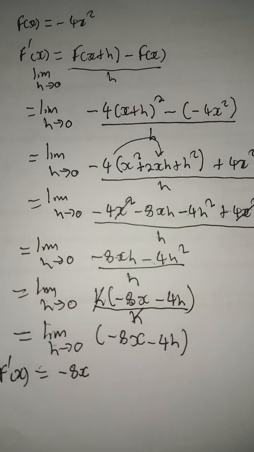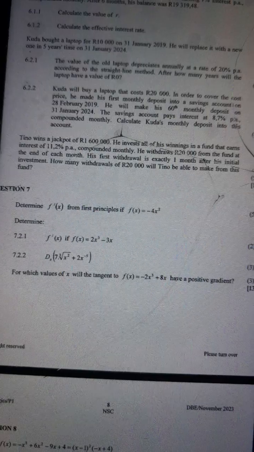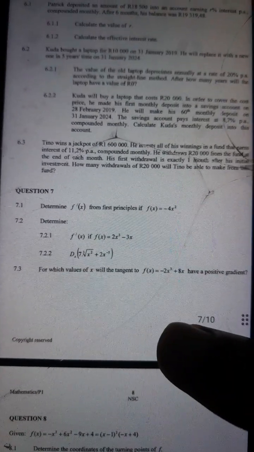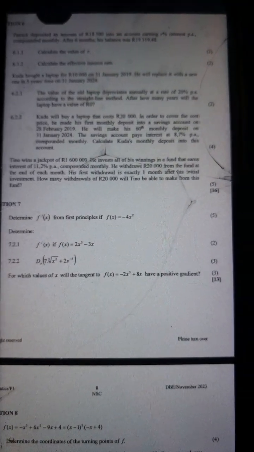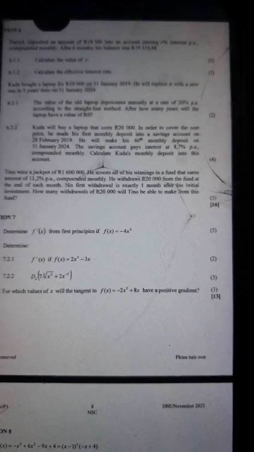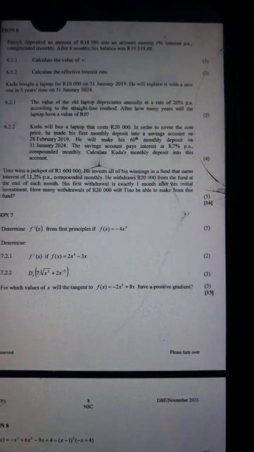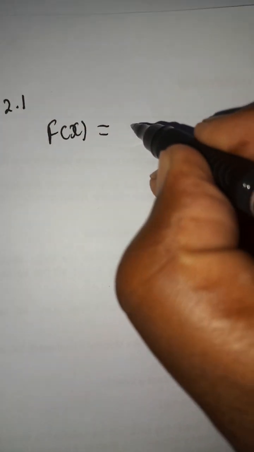Now we'll look at 7.2, 7.2.1. We are at 7.2. How many marks? That's 3 marks, guys. So we need to determine this using a derivative, but we are going to use differentiation, guys. There's no need for us to use a first principle to such question. Right? 7.2.1, f at x is given as 2x cubed minus 3x.